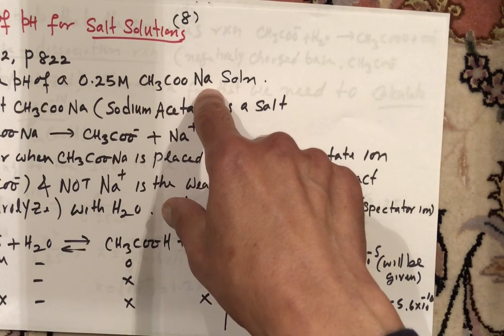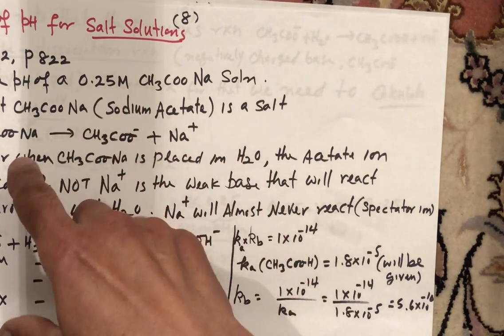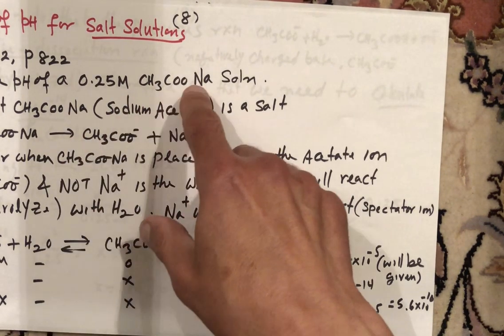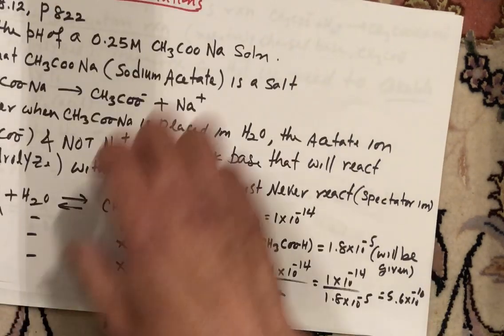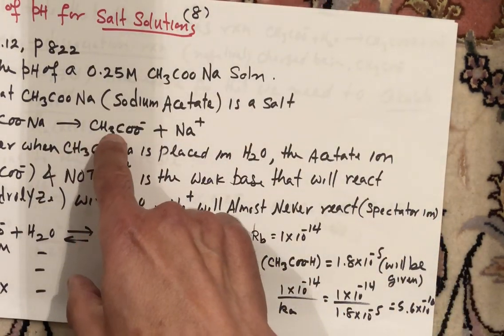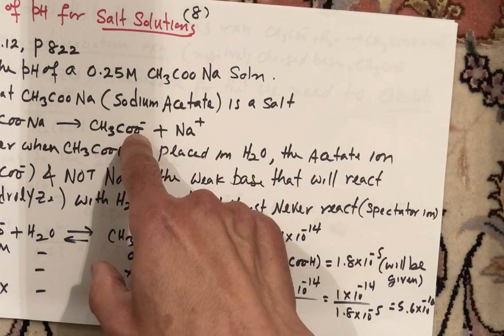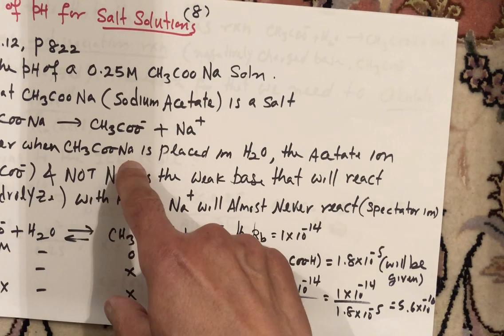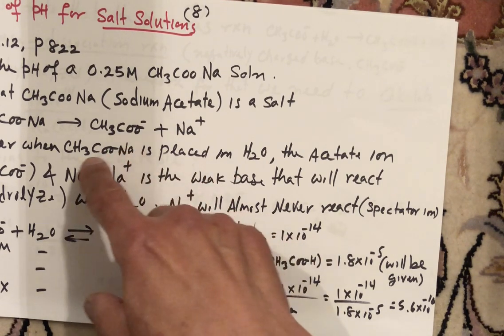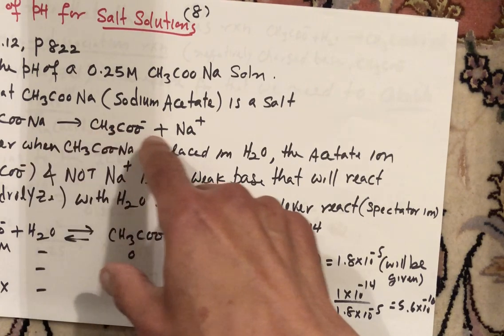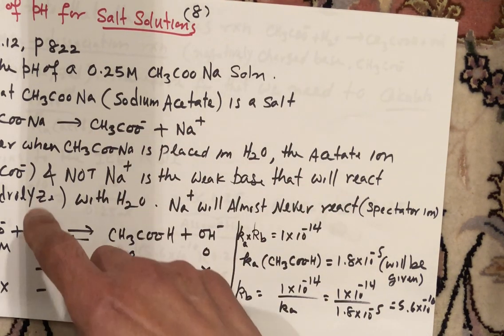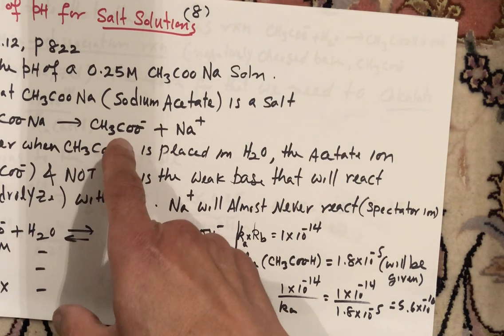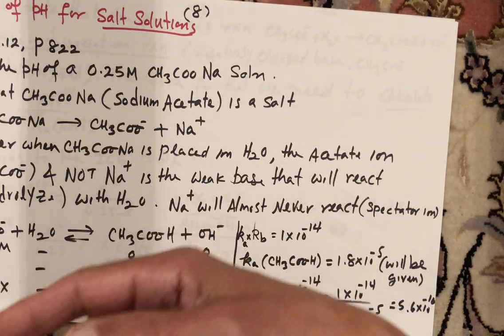This is a salt solution, 0.25 molar concentration. It's called sodium acetate. Now, sodium acetate is a salt. All salts are strong electrolytes, so therefore it dissociates into a negatively charged acetate and a positively charged sodium ion. Now, I've basically described here that this is the reaction that is taking place in water, and the acetate ion is a weak base that will react with water. That reaction is called hydrolysis.